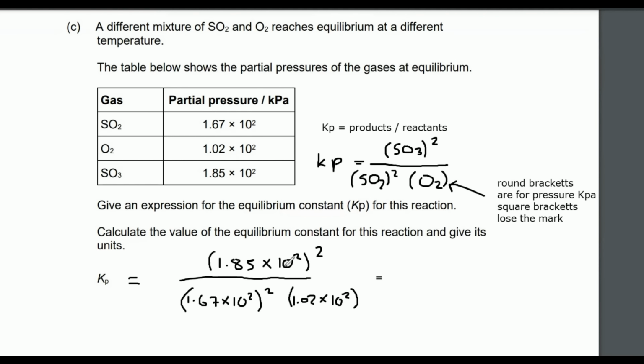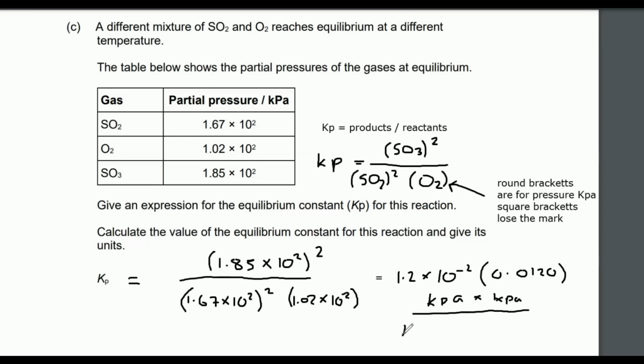So what I need to do now is just calculate this, and you're going to get 1.2 times 10 to the minus 2, or you could write that as 0.0120. It doesn't matter, either one, it's up to you. So yeah, lovely jubbly. And that is in kPa.